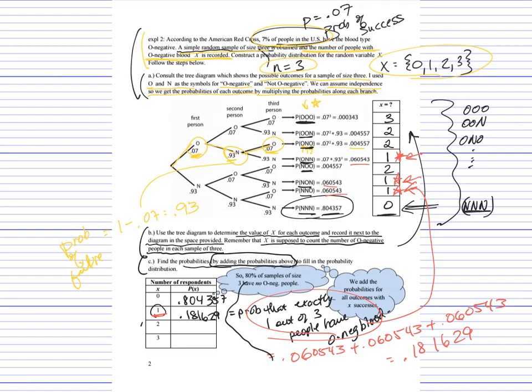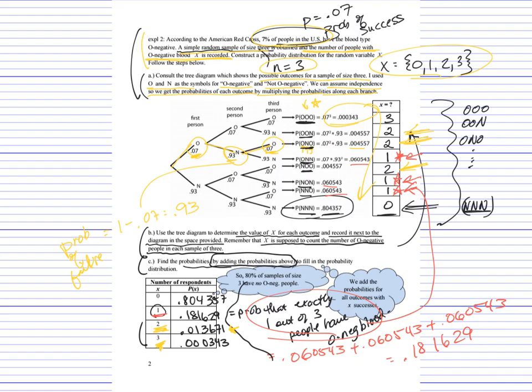Go ahead and fill in for the X values of 2 and 3 and come back to me when you're done with that. Okay, so I did the exact same thing that I just did for the X value of 1. For the X value of 2, it looked like there were 3 outcomes that had an X value of 2, so I added up those probabilities, and I got 0.013671. And then you notice how when X is 3, there's only one outcome for that, and so I just copied that probability down.